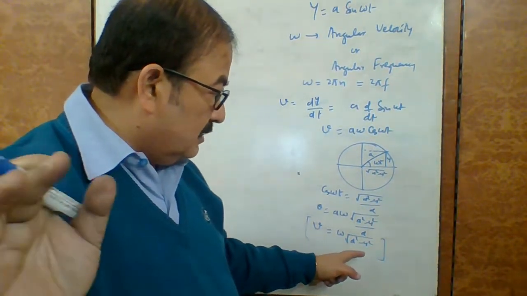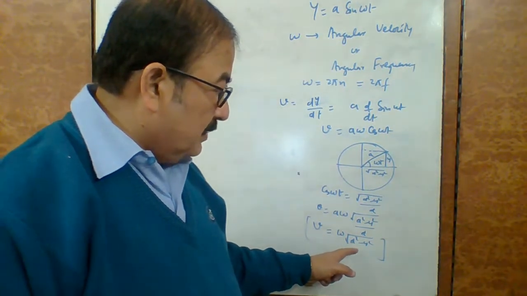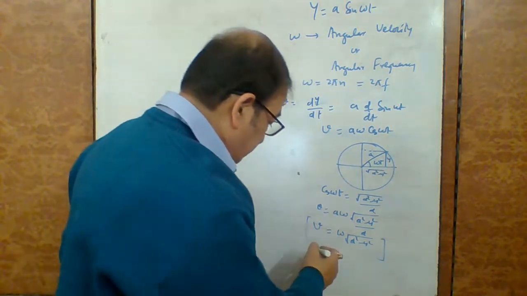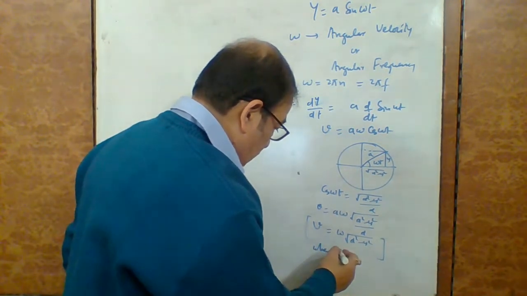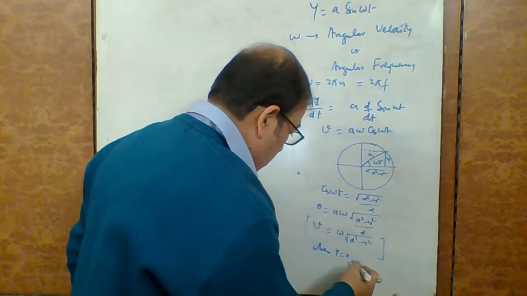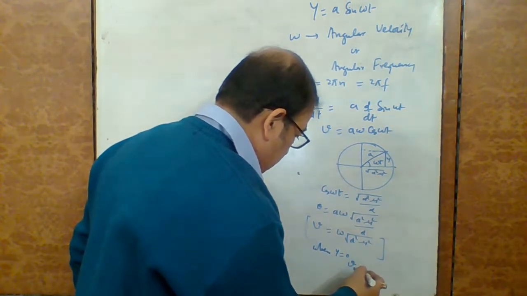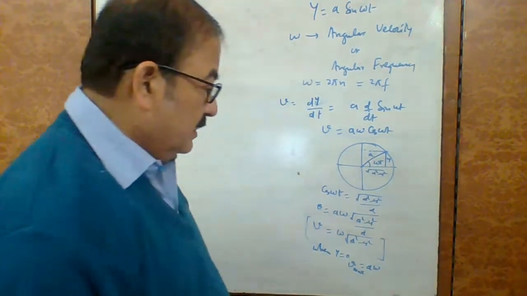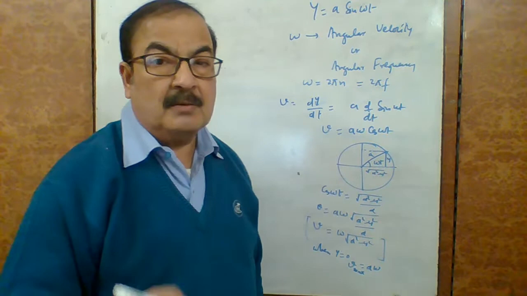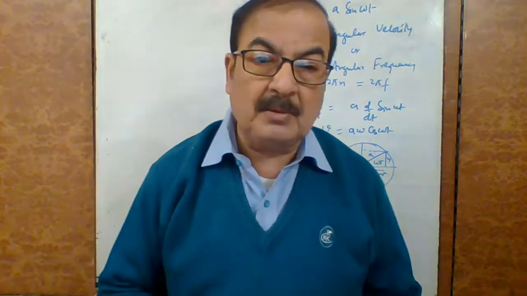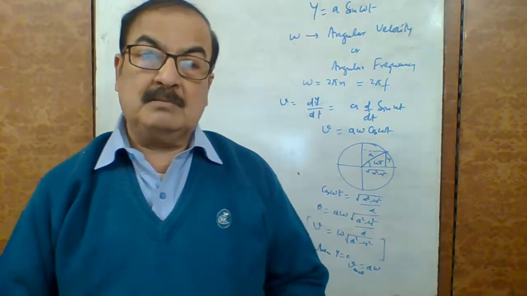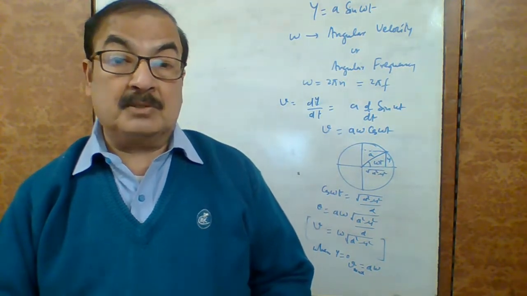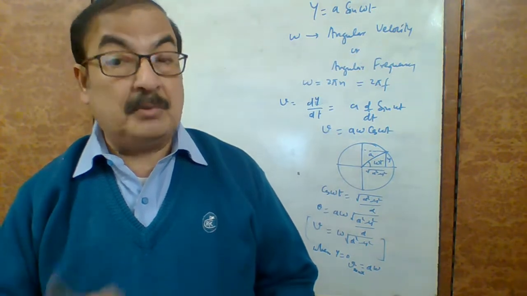This is omega under root a square minus y square, where a is your amplitude and y is your displacement. When y equal to 0, then v is maximum. This is equal to a omega. It means that at the mean position, the velocity of a body which executes simple harmonic motion is always maximum. Always remember, the velocity is maximum at the mean position.